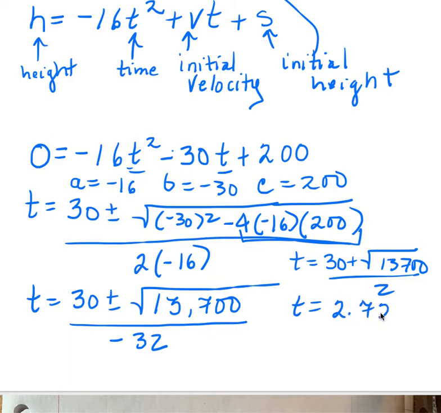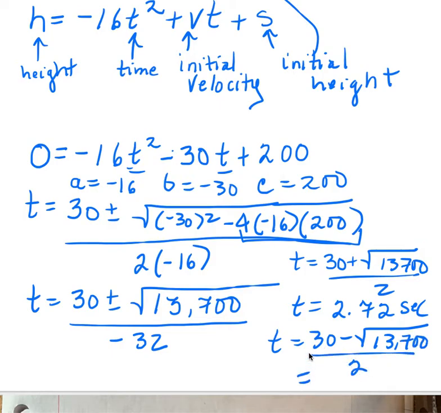2.2272 seconds, okay? And then when you do the minus, the 30 minus this, you're going to end up with the negative time. And that's roughly, and I guess I should use a little squiggly, it's approximate, negative 4.6 seconds.